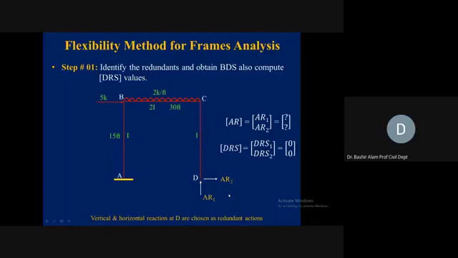So now, if we remove these AR1 and AR2, what will happen? This structure will become a released structure, which is a basic determinate structure. So identify the redundants and obtain the BDS, also compute the DRS values. So AR is equal to AR1, AR2 unknowns, and for DRS, we don't have any precondition here. So DRS1 and DRS2 are equal to 0 and 0. So vertical and horizontal reaction at D are chosen as redundant actions.